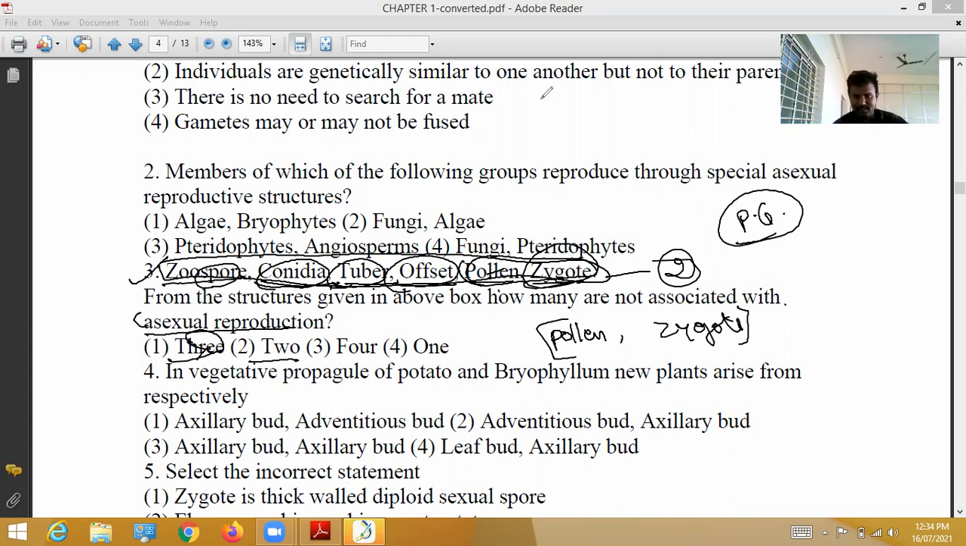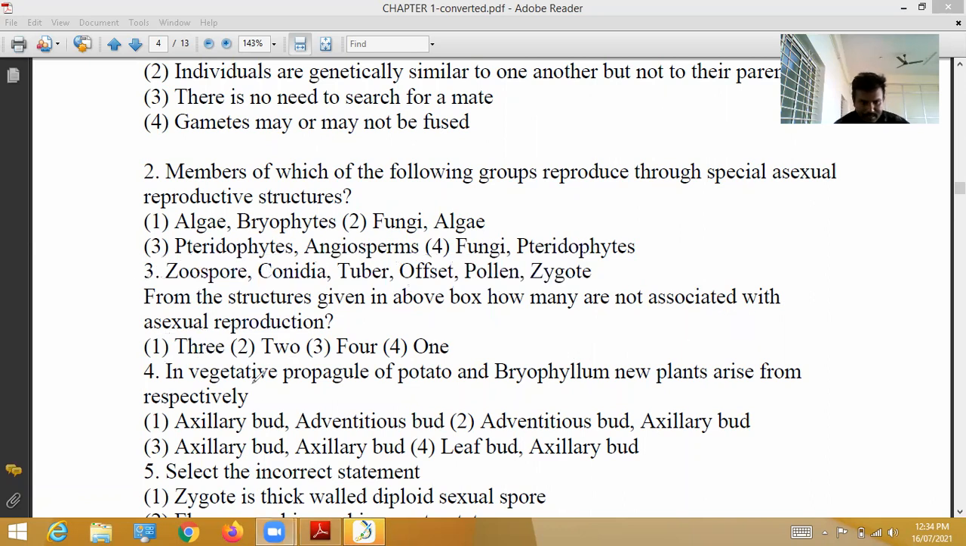Next, let's discuss the fourth bit. In the vegetative propagule of potato and Bryophyllum, new plants arise from, respectively. You all sent option 1. Fourth question: potato, axillary bud; Bryophyllum, adventitious bud.